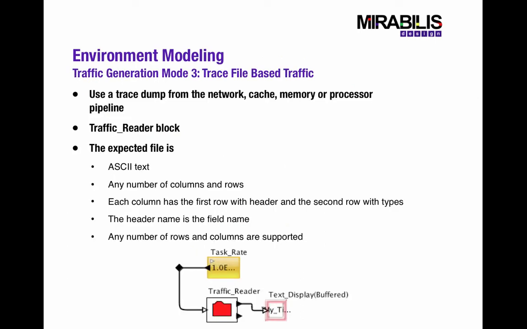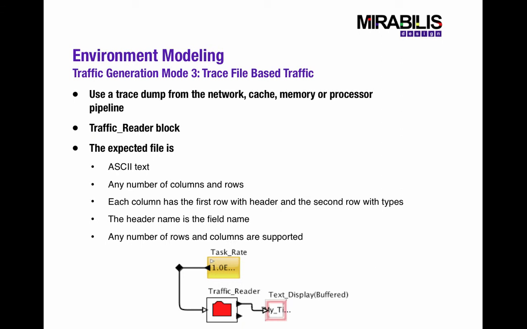Next, let us consider traffic generation mode 3. Here we're using a trace file in which we are going to read from that trace file and output transactions according to the times listed in the trace file as well as its content. This is very effective when we have actual data measured from a network or measured from hardware, and we want to use that data to exercise our system.